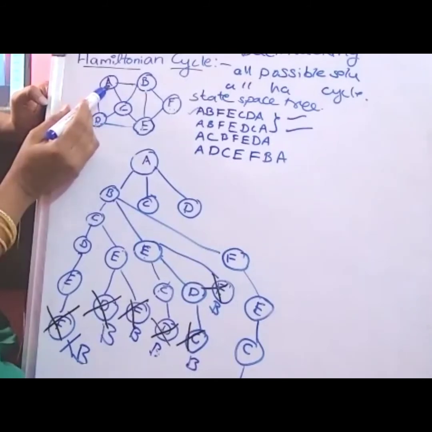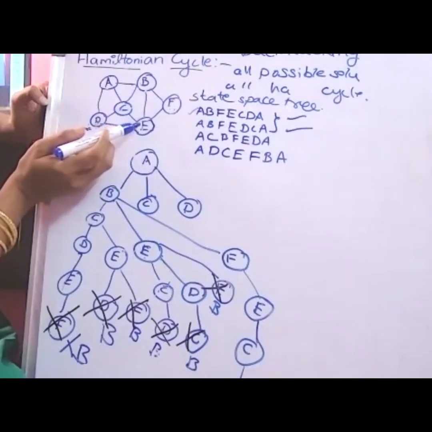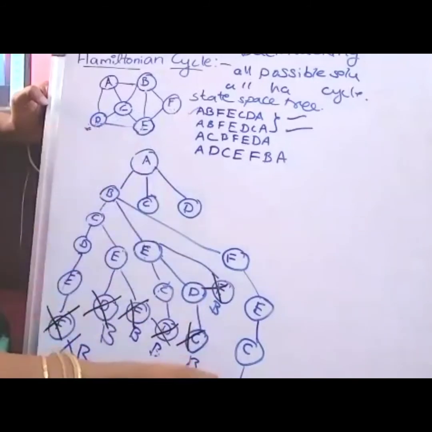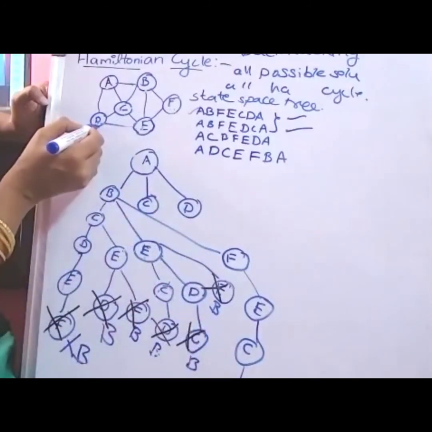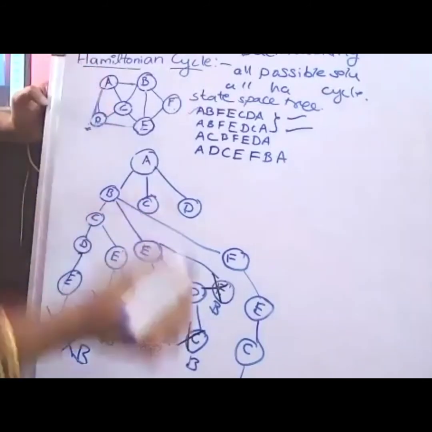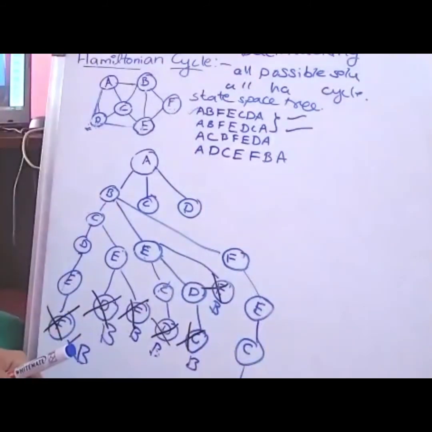Check further. A visited in this path, B visited, C visited, E visited in this one, F in this way, D visited in this way. Is there any connectivity from the last vertex to the first vertex? Yes, there is connectivity from the last vertex to the first vertex in the graph. So this I can call my possible solution, one Hamiltonian cycle.